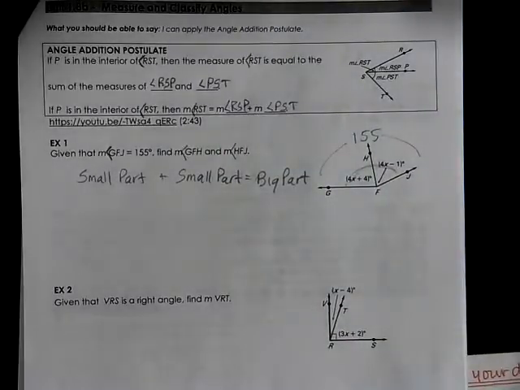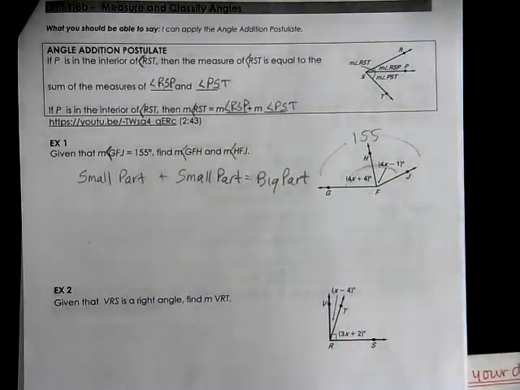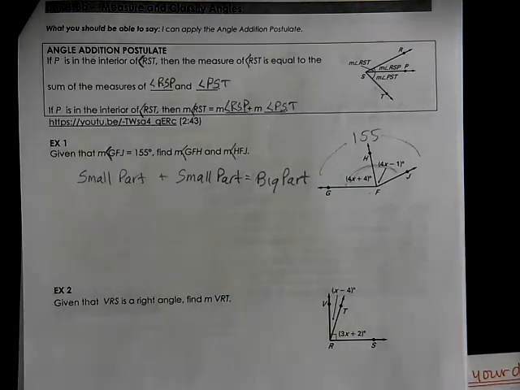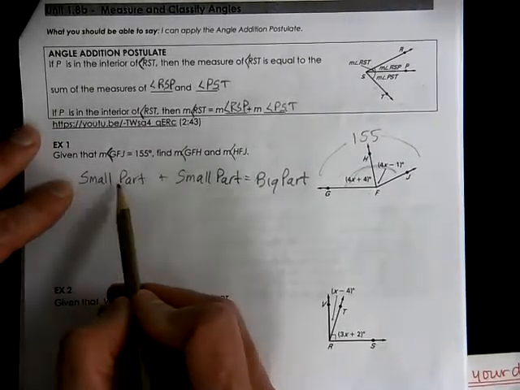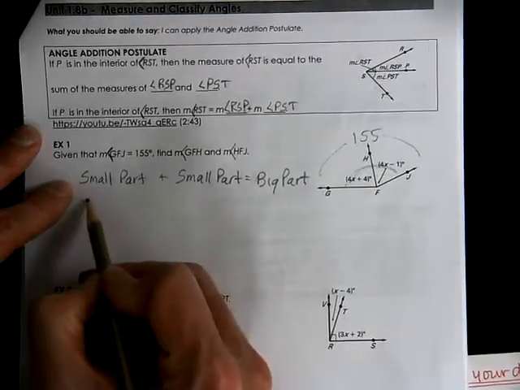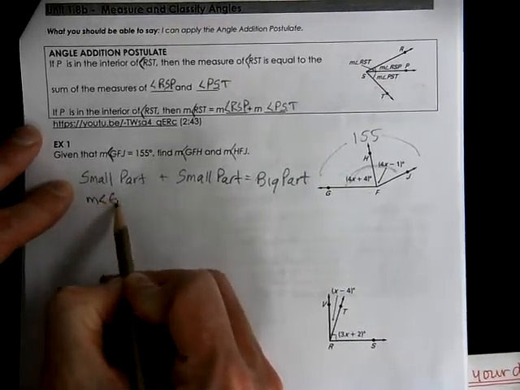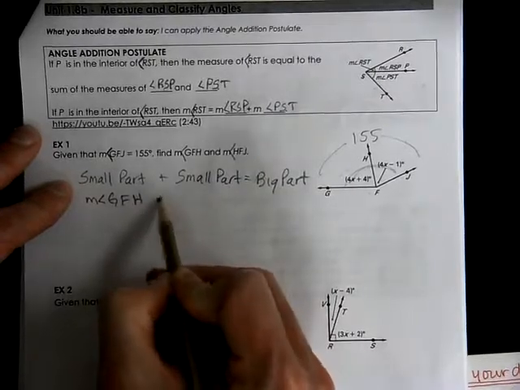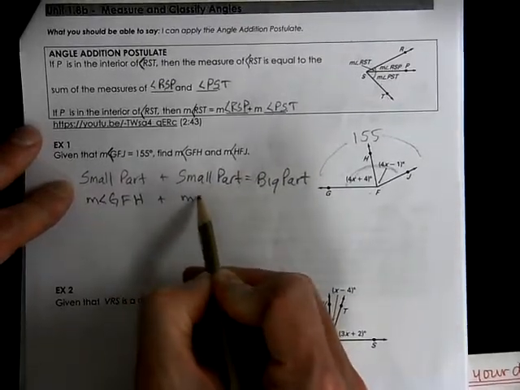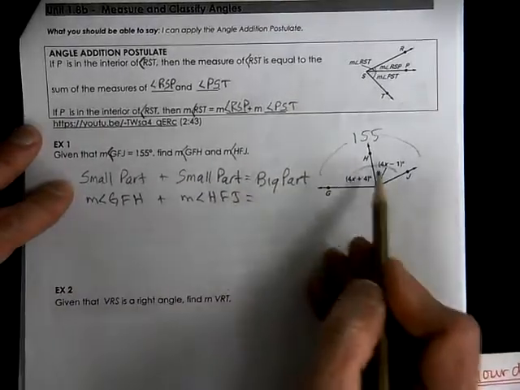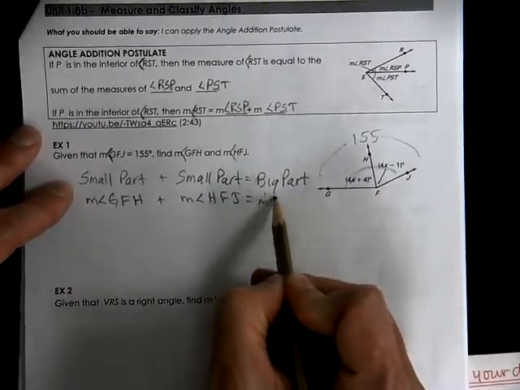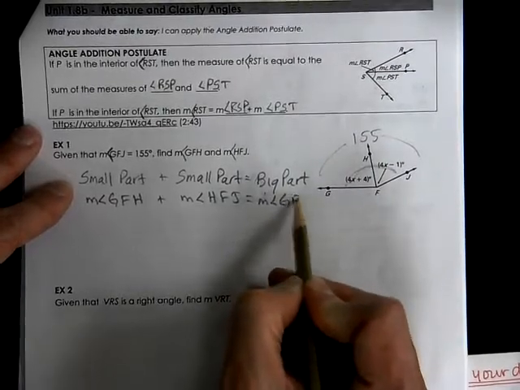It's okay if your mind just thinks that. You don't have to write it down, but if you like to do that to stay organized, I think it could help you know if you should be using this angle addition postulate. Can you put something in for the small part? We know our small part is the measure of angle GFH. And the other small part is angle HFJ. And the big part is the measurement of angle GFJ.